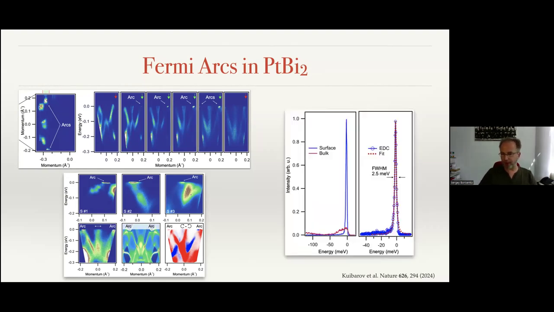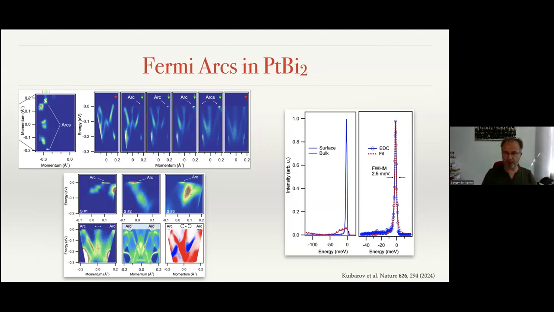In order to give you an idea how sharp the peak is, I compare with a very decent EDC I showed you in the previous slide. That was from the bulk state, and this is the surface state which we observed. At that time, we thought that this is the record in the history of solid states, photoemission from solid states.